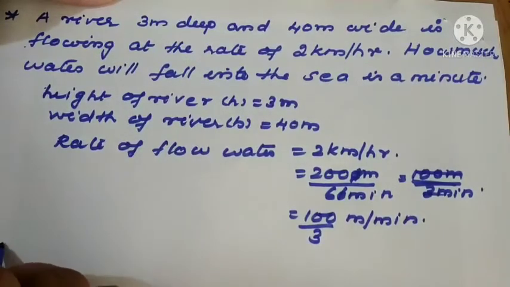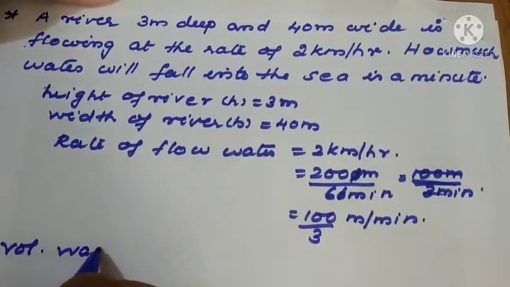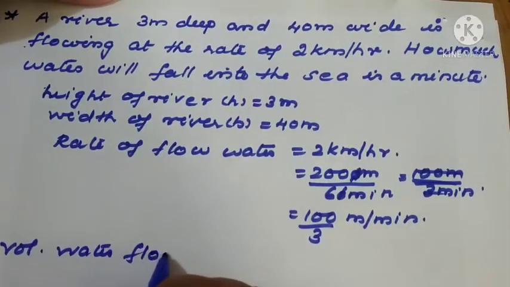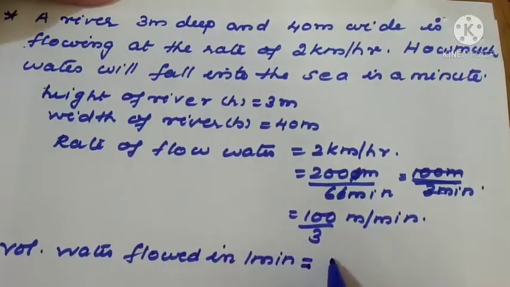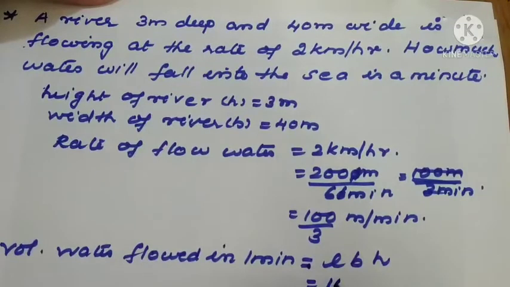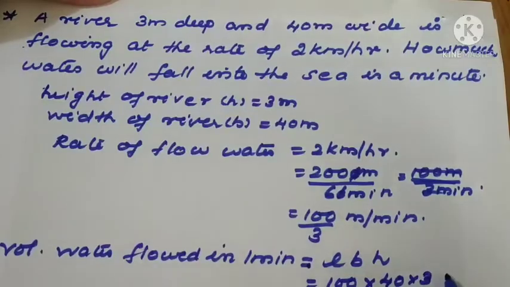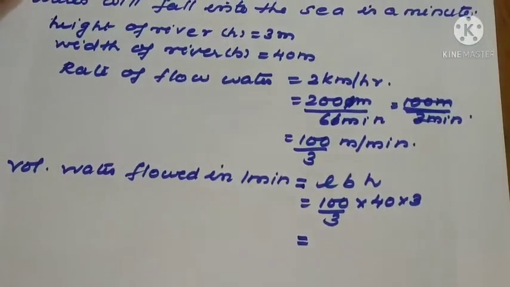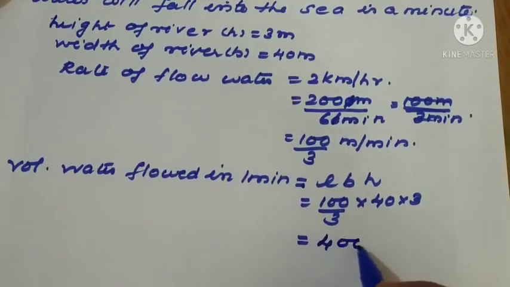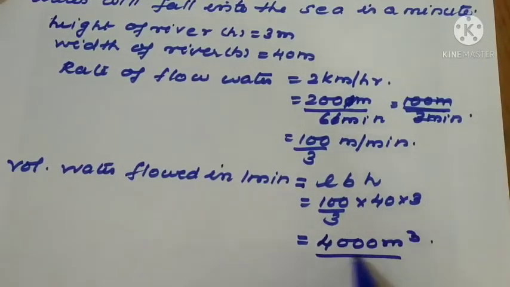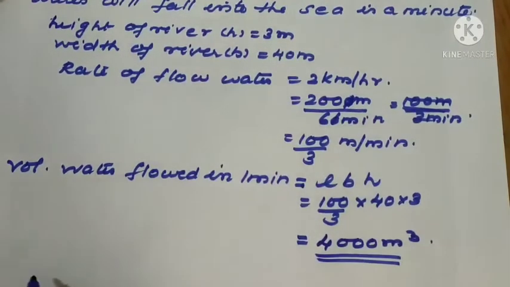Next, the volume of the water flowed in 1 minute. Now LBH only, 100 by 3 into 40 into 3 equal to 4000 meter cube. So in 1 minute 4000 meter cube of water will fall into the sea.